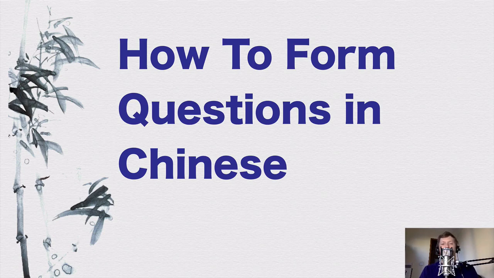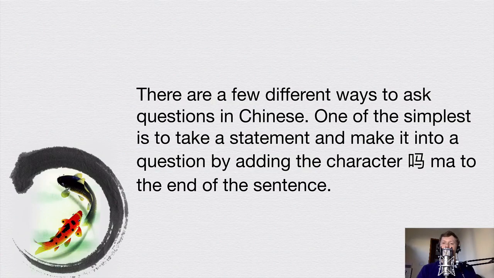This video is about how to form questions in Chinese. There are a few different ways that you can ask questions in Chinese, and one of the simplest ways is to take a statement and make it into a question by adding the character ma to the end of the sentence. This character ma is actually a question particle. It makes a statement into a question. It's not pronounced in a particular tone, almost a neutral tone, just stuck at the end of the sentence.